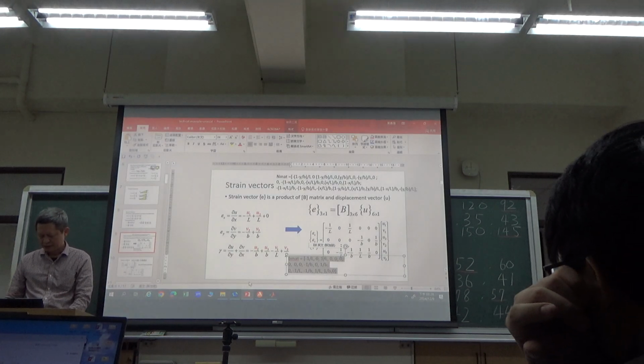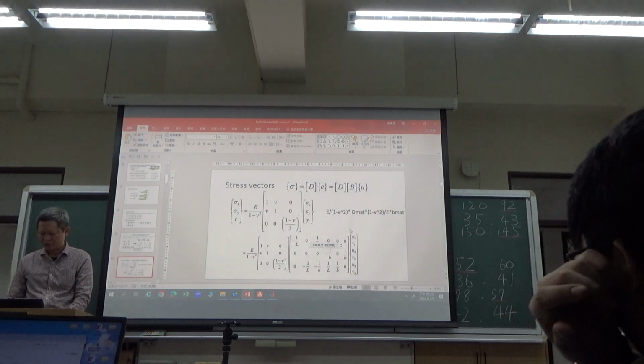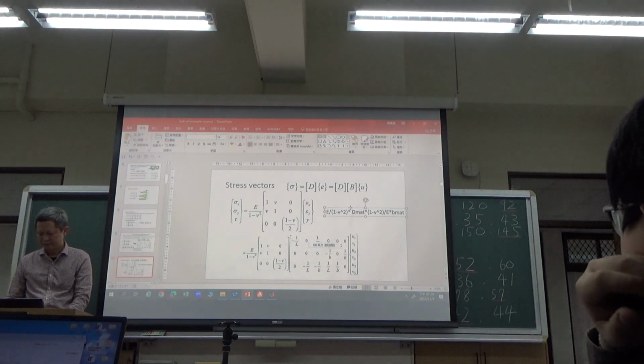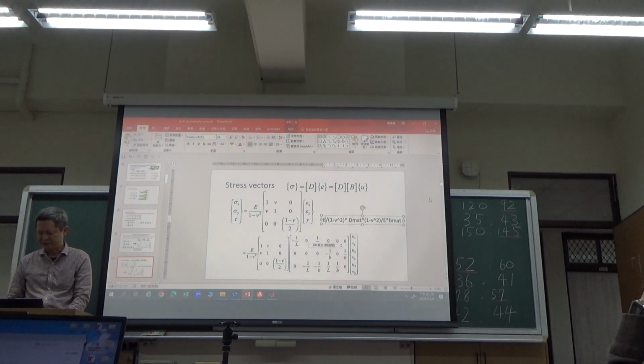After you have done the B matrix, you have to define the D matrix. What's your D matrix? Your D matrix is here. Your D matrix is the expression here, E over 1 minus v squared, Poisson ratio, times 1, v, 0, semicolon, v, 1, 0, semicolon, and then 0, 0, 0, and then (1 minus v) divided by 2.